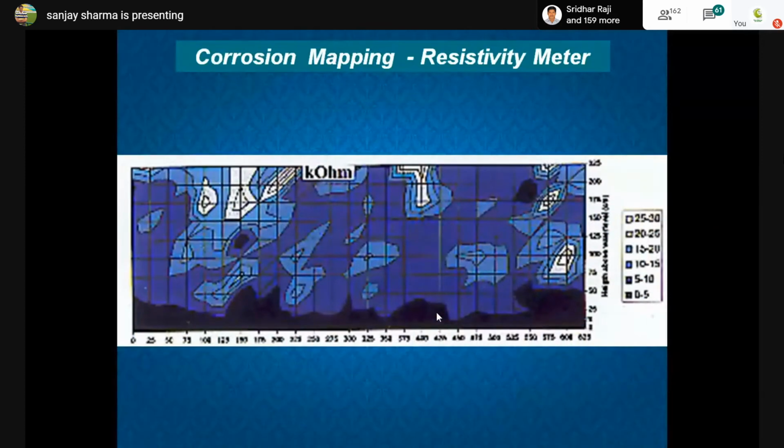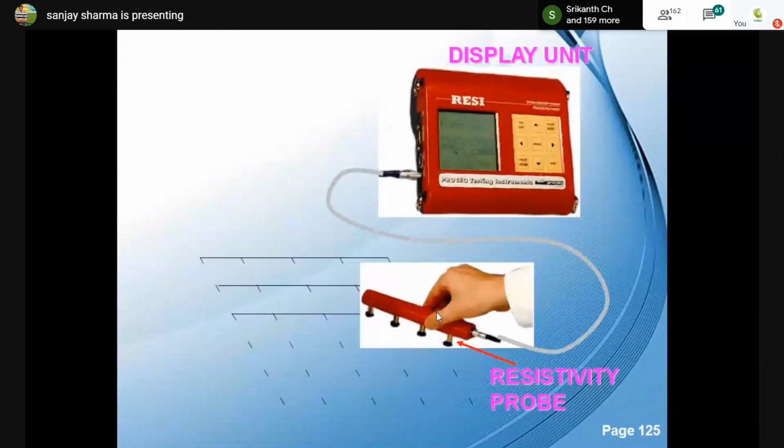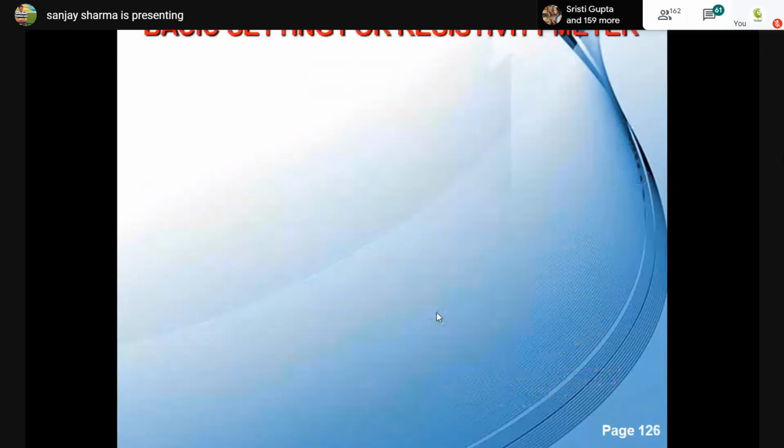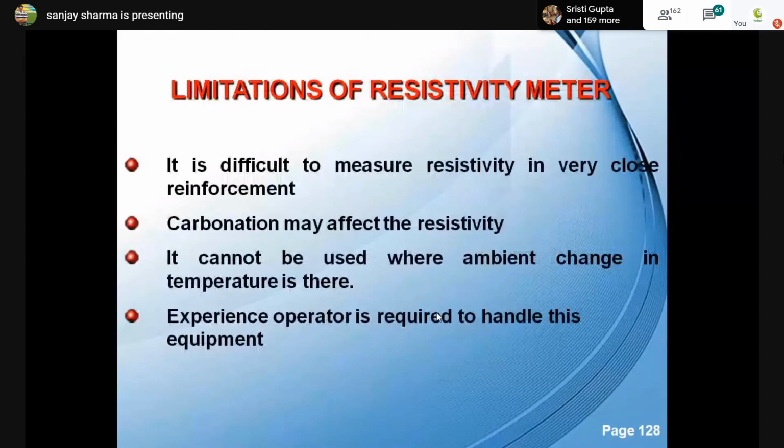So here also you can use this color mapping and so on. This is again the resistivity meter we are having here. Let us not go into detail of this.